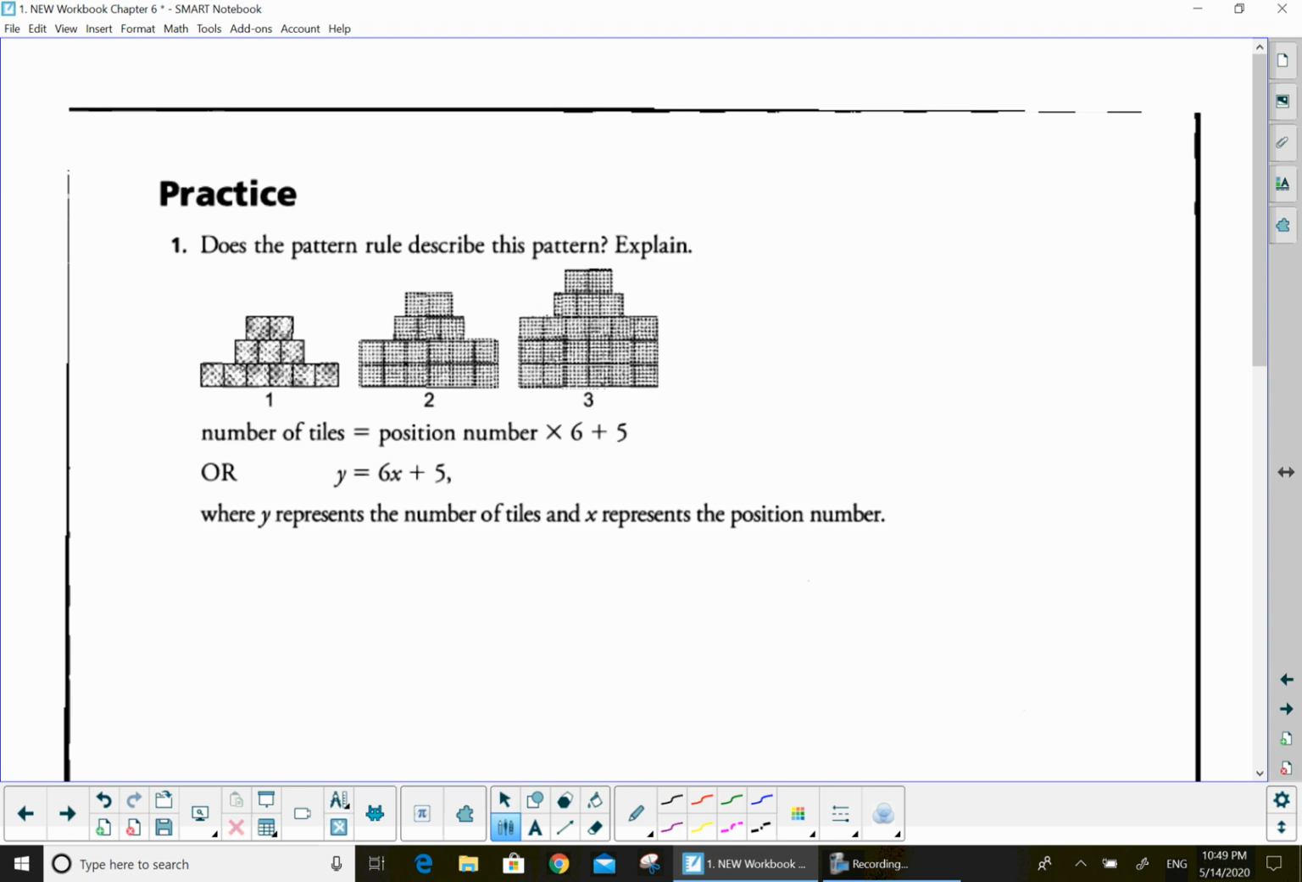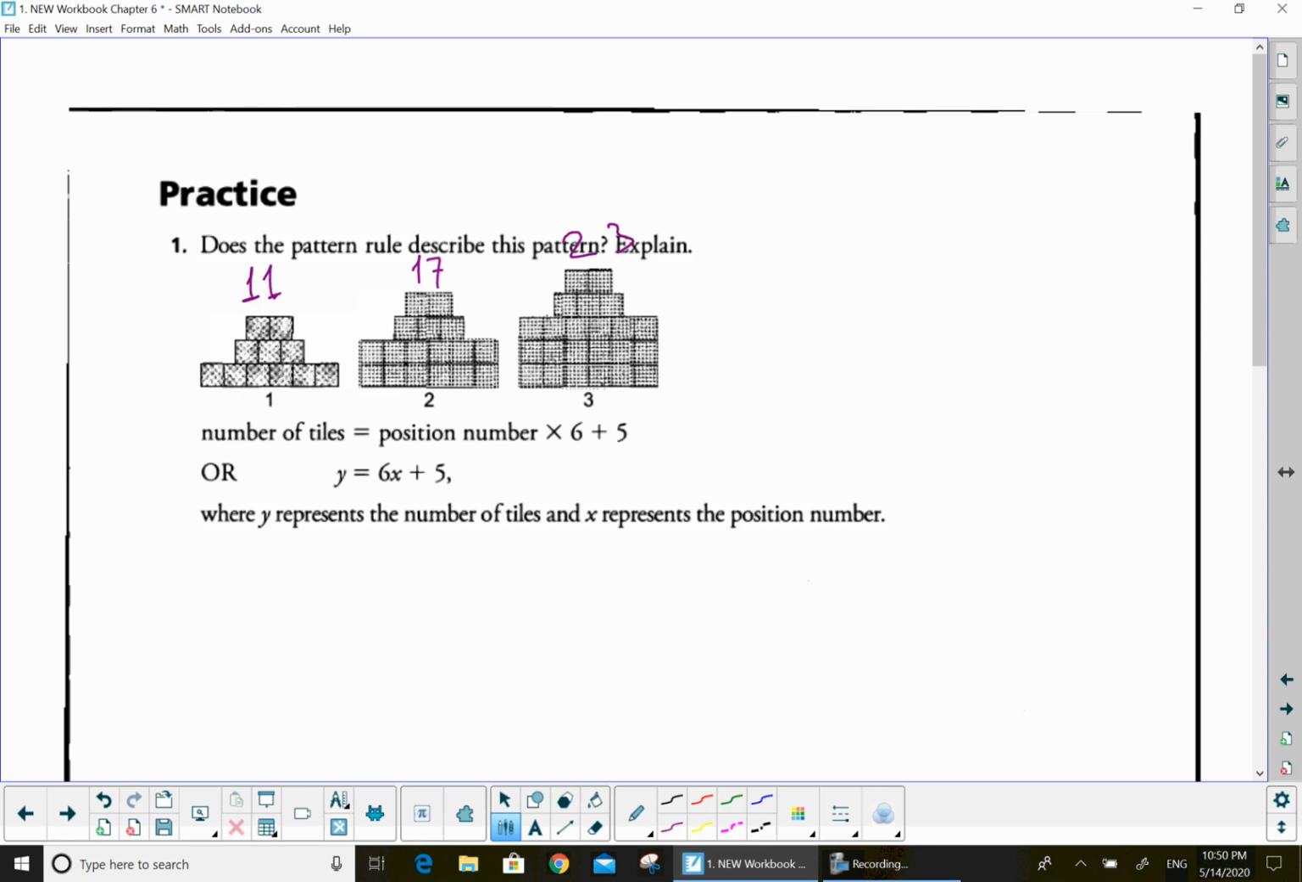We have a bunch of tiles. We have 3 positions. In the first position, there's 1, 2, 3, 4, 5, 6, 7, 8, 9, 10, 11. So I'm going to write here, there's 11 tiles. In the next one, there's 2, 4, 6, 8, 10, 12, 14, 16, 17. And in this one, it's 6 across, 6 times 3, 18, 21, and then 23. Okay, let's see if that works.